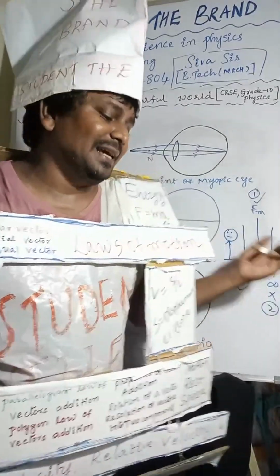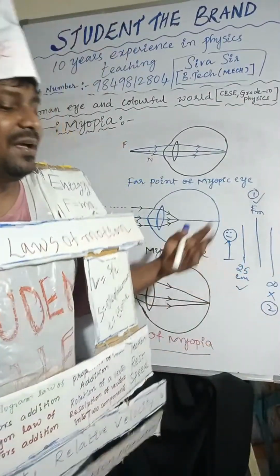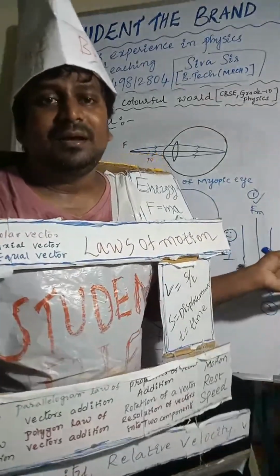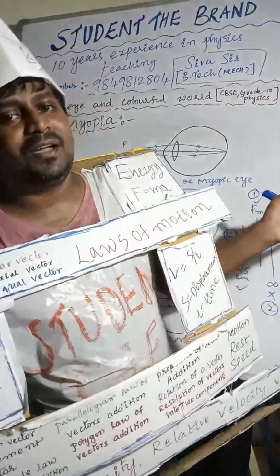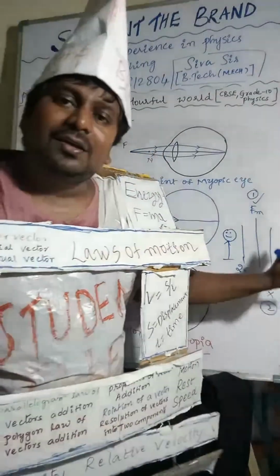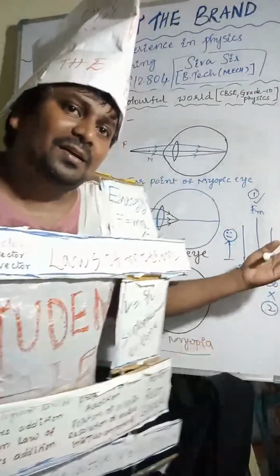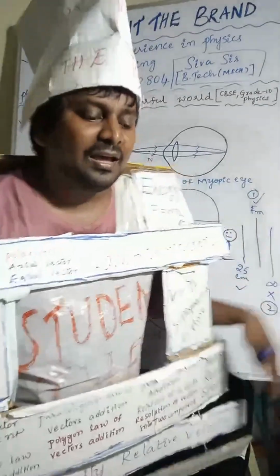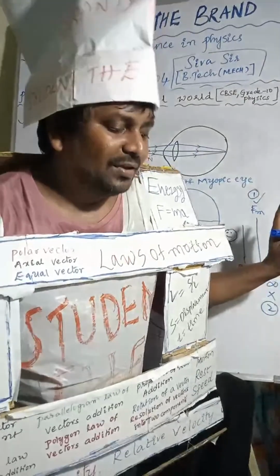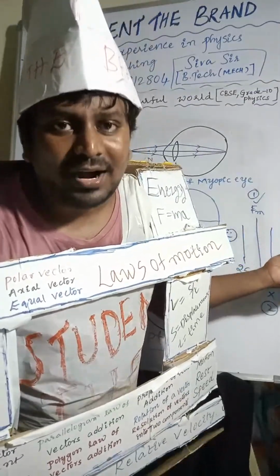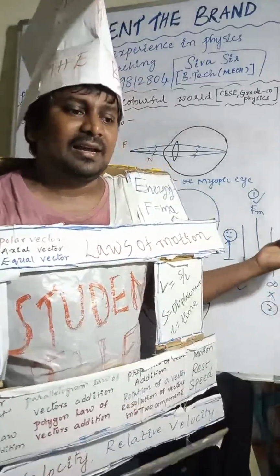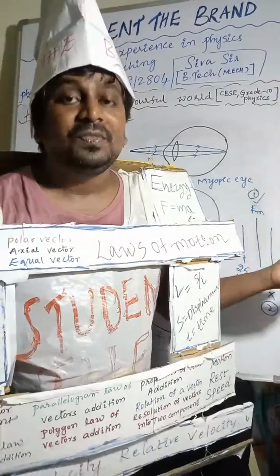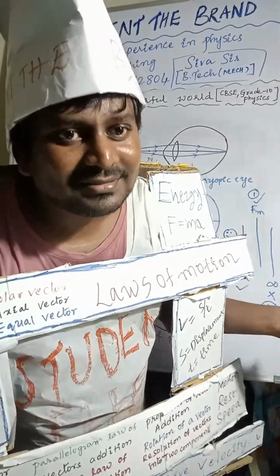Near distance we can see, far distance we can't see: myopia. For that correction we are using a concave lens.